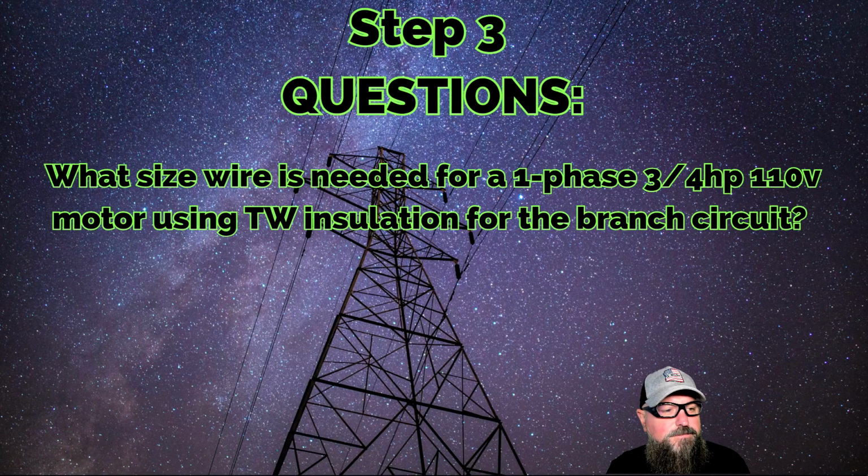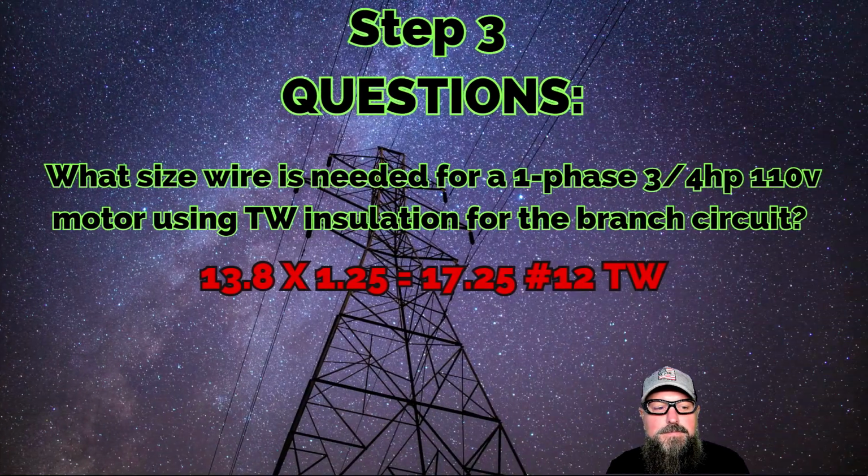So here's another question for you. What size wire is needed for a single phase 3/4 horsepower 110 volt motor using TW insulation for the branch circuits? Again, pause the video, look up the answer for yourself in your book, and I'll pause for a minute so you can find those answers. So what you find is 13.8 times 1.25 equals 17.25, which is going to give you a number 12 TW wire size.